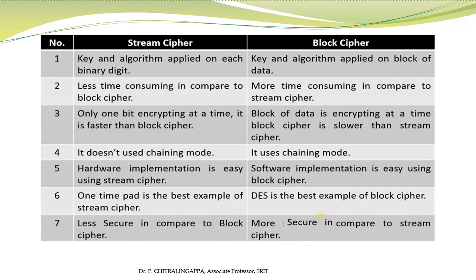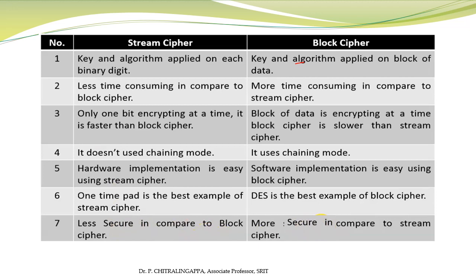So stream cipher: the key and algorithm are applied on each binary digit. Block cipher: the key and algorithm are applied to a block of data. Block cipher takes more time. Only bit by bit encryption is there in the stream cipher, so it is faster than the block cipher.